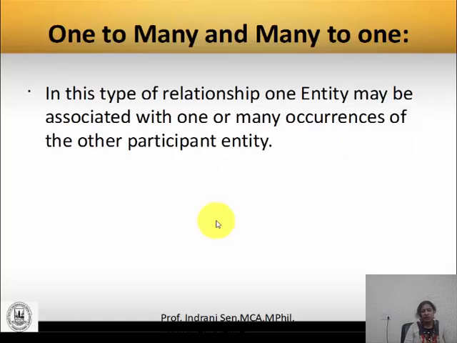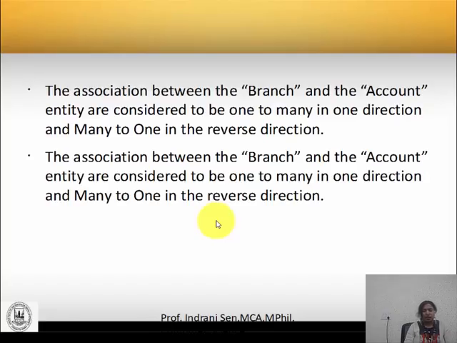Similarly, we can talk about one to many and many to one. Since there are two entities involved in a relationship, we can have one to many, and on the reverse, we can talk about many to one relationship. In this type of relationship, one entity may be associated with one or many occurrences of the other participant entity. Here we can talk about branch and account entity, in which one branch can be associated with multiple accounts. That is, in one branch you can open multiple accounts, but one account is associated with only one branch. So it is a one to many relationship.